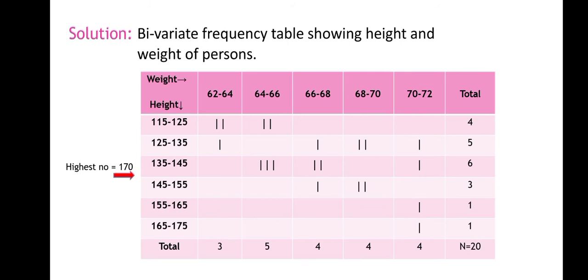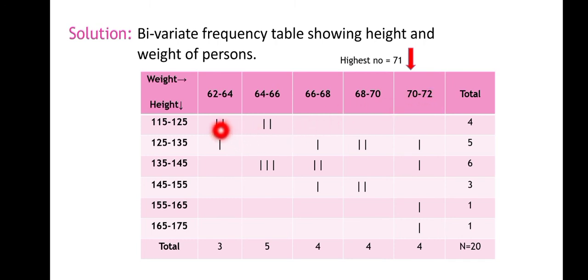Similarly, write down the class intervals for weights, that is 62 to 64, 64 to 66, 66 to 68. Till where do we have to write down the weights? Till the highest number. In the weight, the highest data given is 71. So according to the width, we can take the class intervals; we have taken the class intervals till 72.